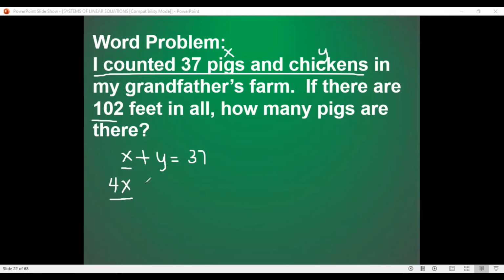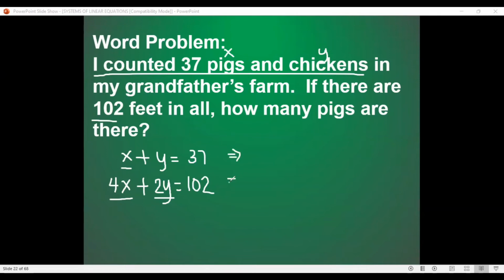So we have now 4x plus, since our chickens have two legs, we multiply the number of chickens by 2, so that will now be represented by 2y. So x plus y is equal to 37, and 4x plus 2y is equivalent to 102. Okay, so this is now the simple representation for that problem. Again, we are dealing with systems of linear equations.